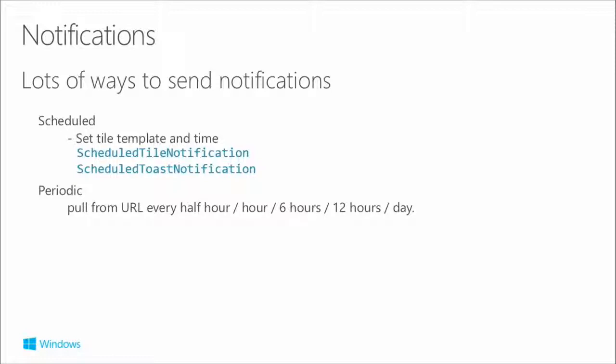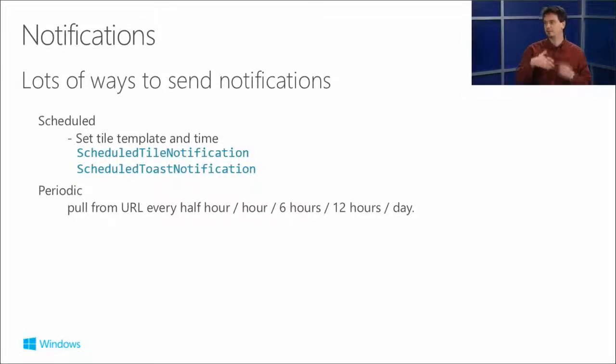notifications periodically, and this is usually for a tile. You just pull from a URL. Maybe it's an RSS feed that's just RSSing a bunch of XML for your tile notification. Just pull from it every half hour, every hour, 6 hours, 12 hours, a day. This is really great for information where you don't want to build this big complex backend that's always sending push notifications, but you want your application to be updated with some frequency.